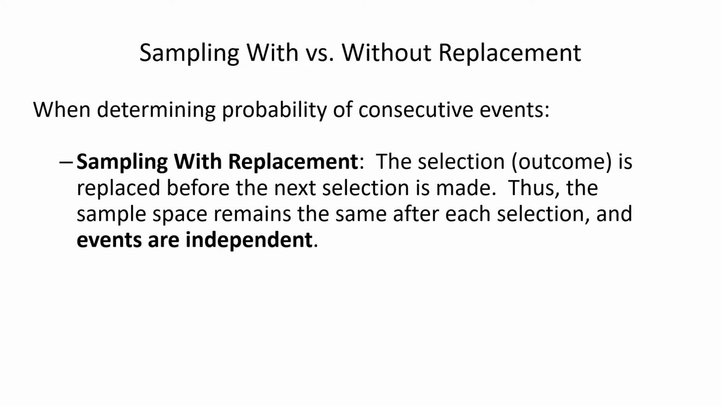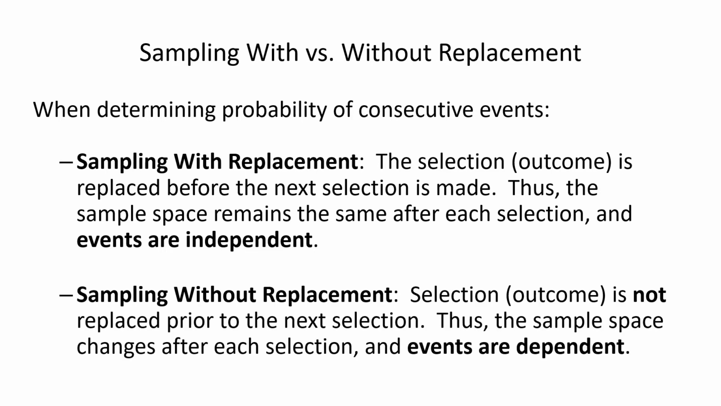Flipping a coin, the same thing. You can't take off heads after you've flipped heads. So every time you flip, it's with replacement and it's independent. Without replacement, though, is where the outcome is not replaced prior to the next selection, thus the events are dependent. So an example here would be playing cards. If you didn't put the card back in after you drew it out, now on your subsequent draws, it's going to change the number.